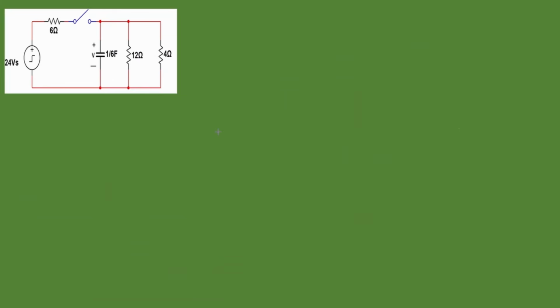Solving for t greater than 0. Now, at this point, our switch is open. Remember, this is an open circuit. Everything all the way on this left side of the circuit gets disconnected. So we have a 1/6 farad capacitor, a 12 ohm resistor, and a 4 ohm resistor.